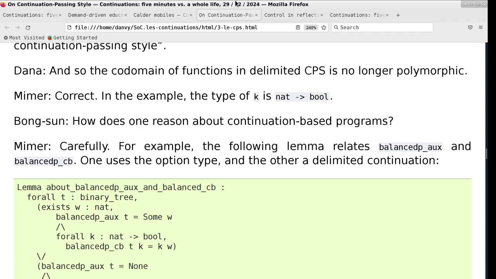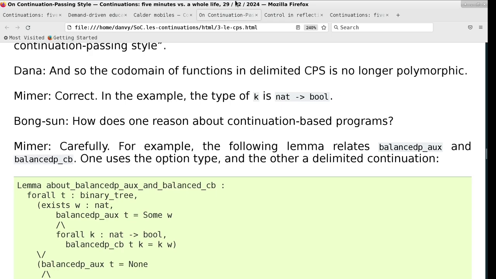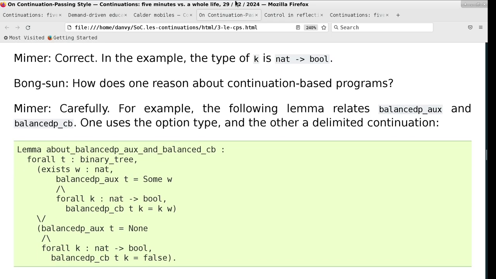How does one reason about continuation-based programs? Carefully. For example, the following lemma relates balance DB aux and balance DB CB. One uses the option type and the other a delimited continuation. So how do we connect both? The recursive function that returns an option type and the one that passes a delimited continuation.